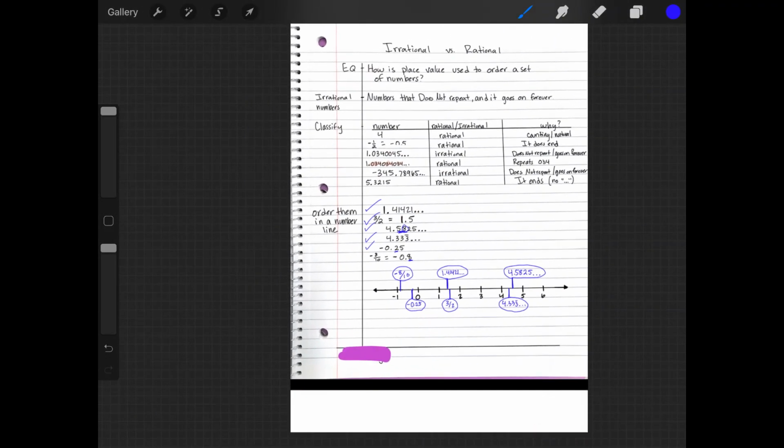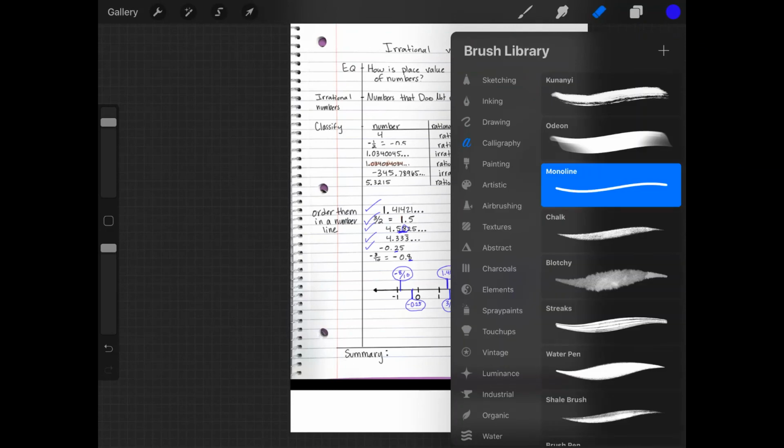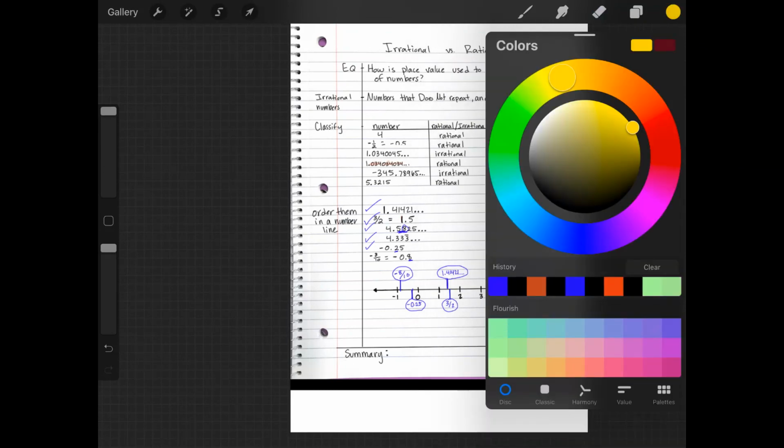Okay. All right. So at the end of our notes, go ahead and make sure you write your summary, which is answering how is place value used to order a set of numbers. So I really liked your answers on the summaries from the last set of notes. There's no right answer. There's no wrong answer. I just want to know what do you think? How is place value used to order a set of numbers? So how does it help you?